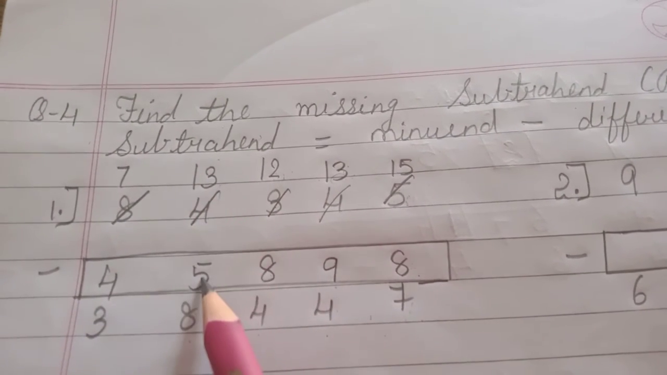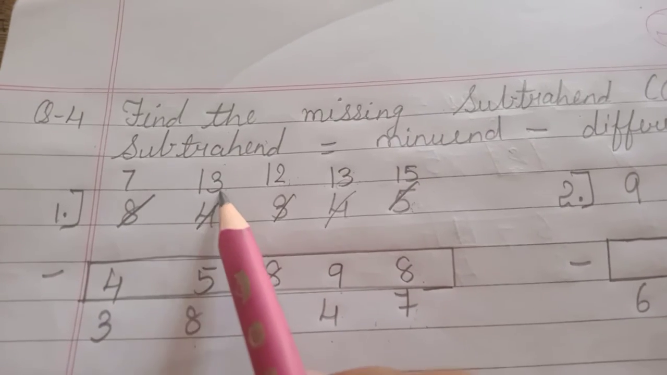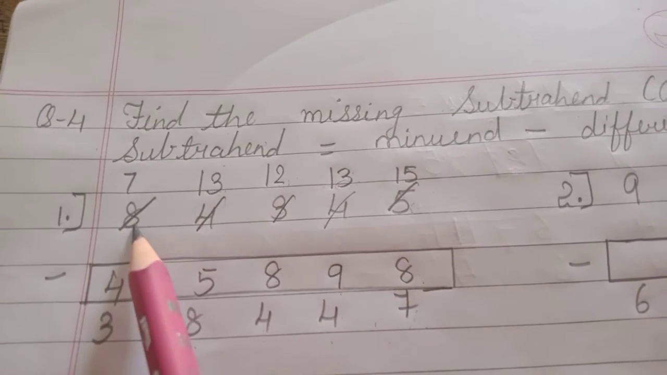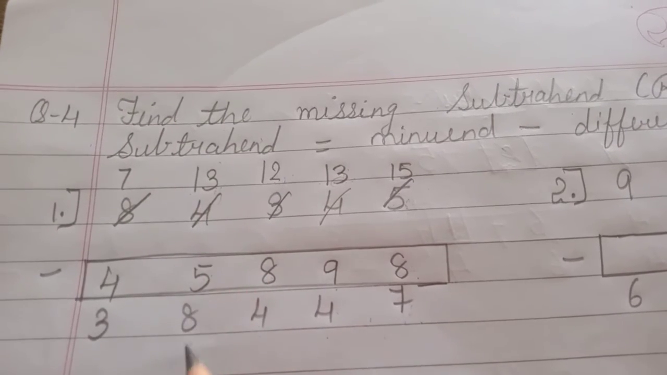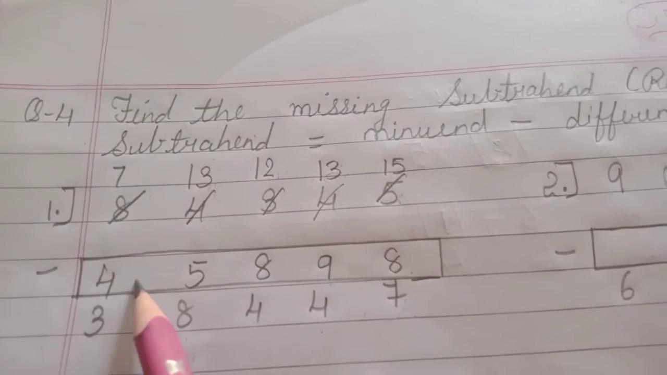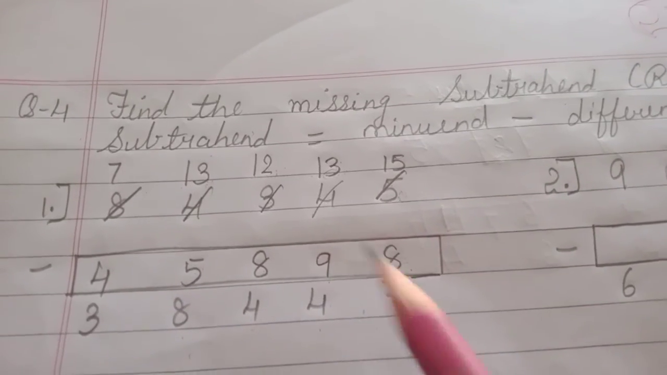Now here 3 minus 5 is not possible. 3 is the smaller number. So we have to borrow from 8. So 8 will become 7 and this 3 will become 13. So 13 minus 5, we will get 8. Then 7 minus 4, 3. So our subtrahend is correct.